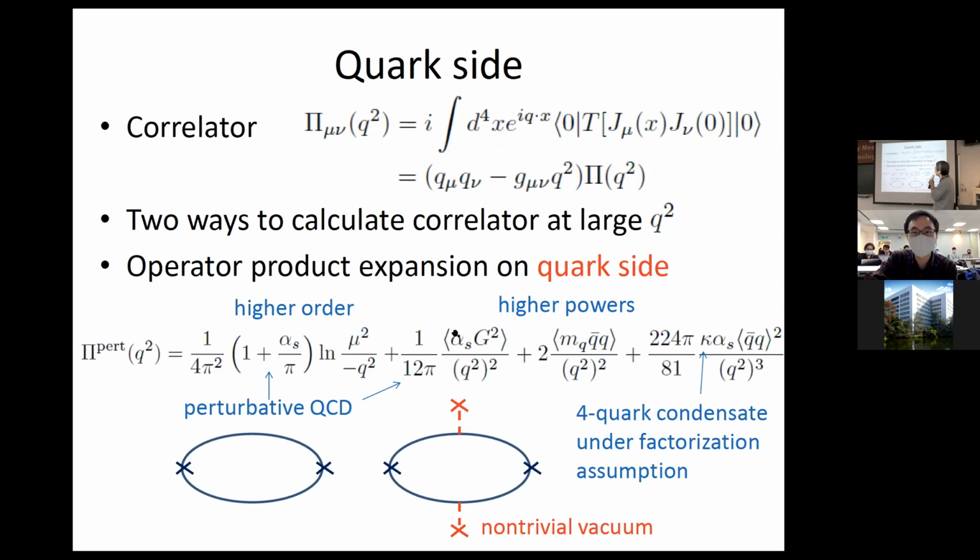The first way is the left-hand side. Because Q squared is large, we can apply the operator product expansion. We call this the quark side. You can calculate the diagrams shown here. The first term comes from the so-called perturbative piece, and you can go to high orders: the leading order, and then the second order is alpha_s over pi. Then you can calculate the higher power contributions, like the diagram shown here.